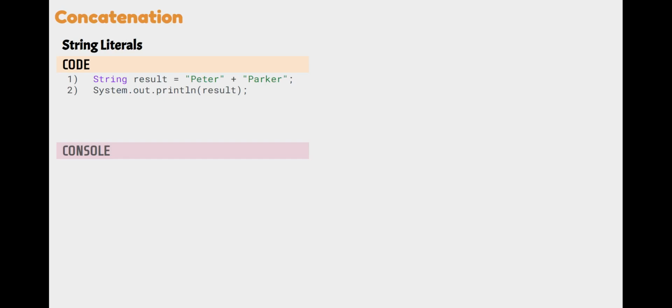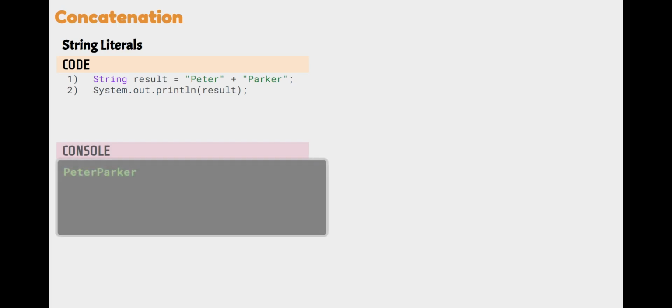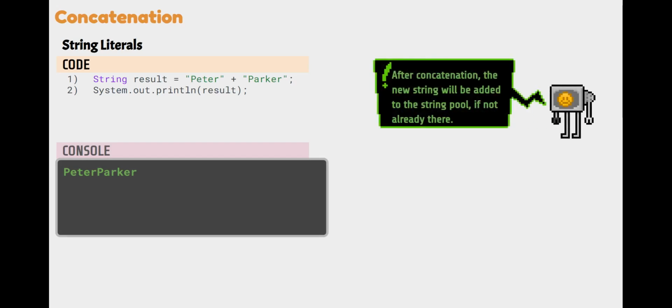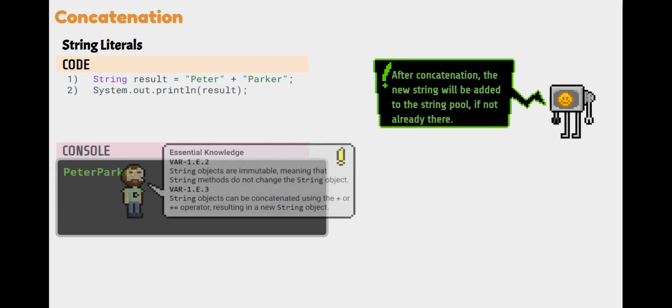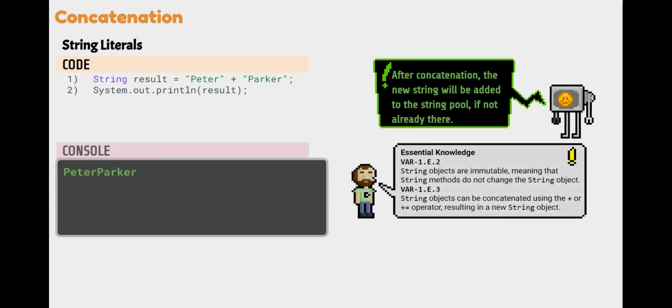So if we have the string literal Peter plus the string literal Parker, we're going to get Peter Parker, no space in the middle. After the concatenation, the new string will be added to the string pool if it's not already there. This aligns with our essential knowledge. String objects are immutable, meaning that string methods do not change the string object.